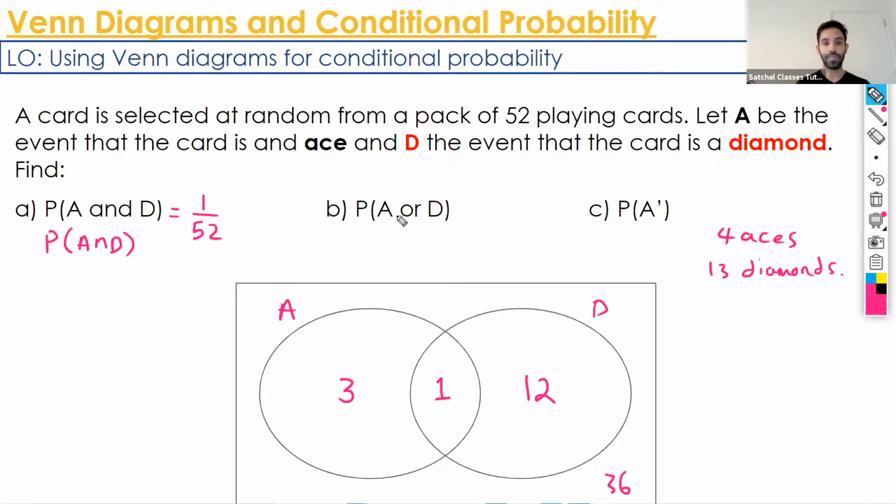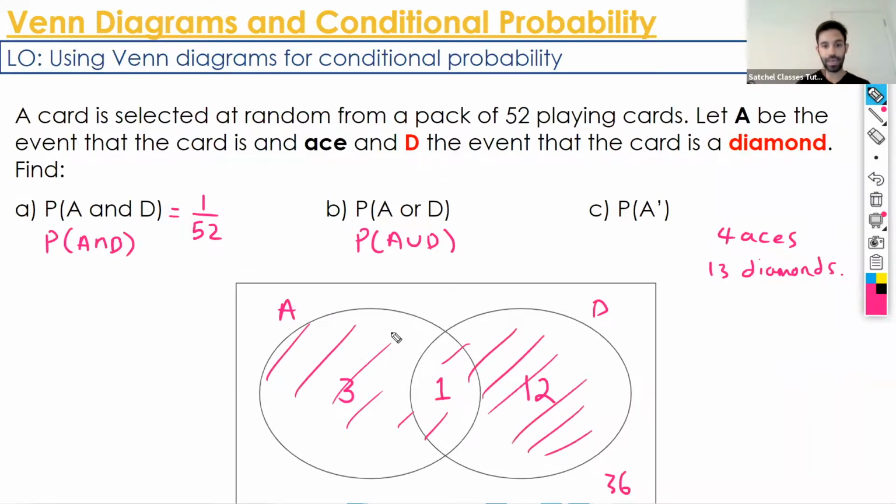Now it says find the probability of an ace or a diamond. So this is essentially the union of A and D. So we can rewrite this using Venn diagram notation as P(A ∪ D), the probability of an ace or a diamond. So that's everything in both the ace and diamond sets. So I would shade in both of my circles, and that's going to be 16 out of 52. And we don't need to simplify this because the question doesn't ask us to do so.